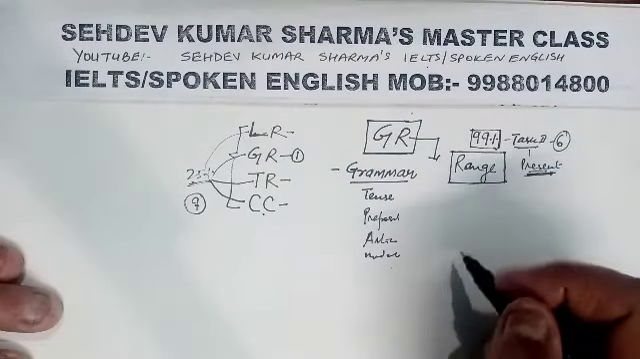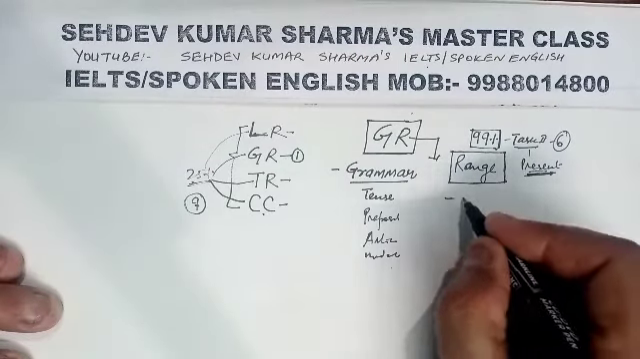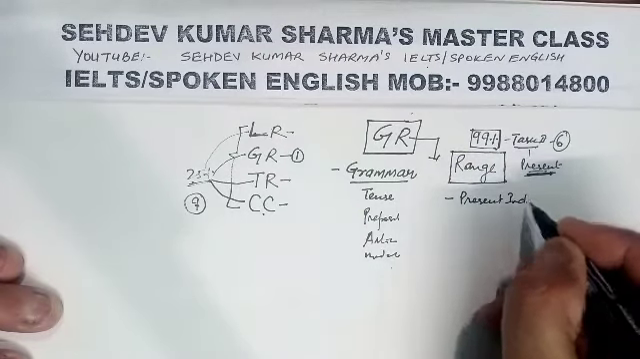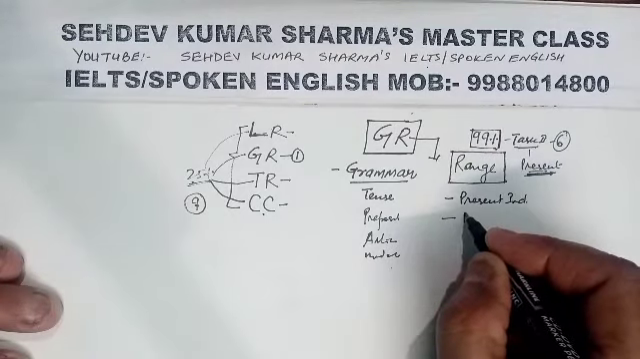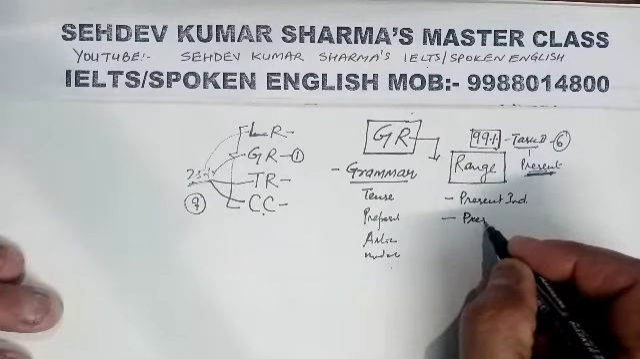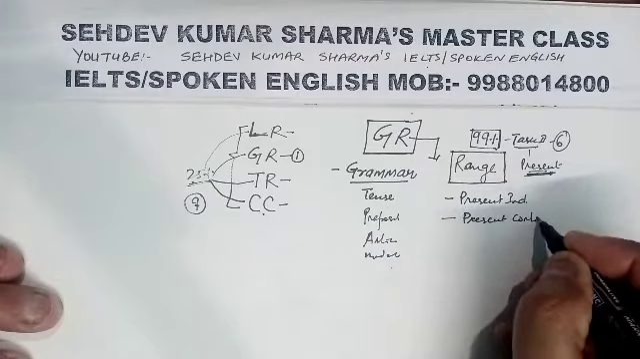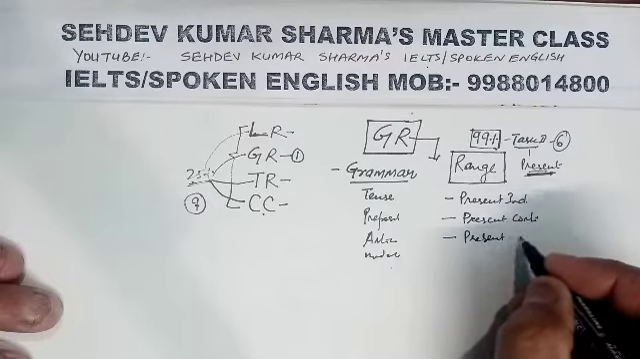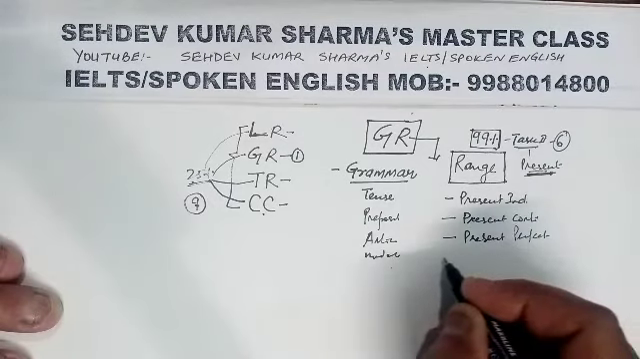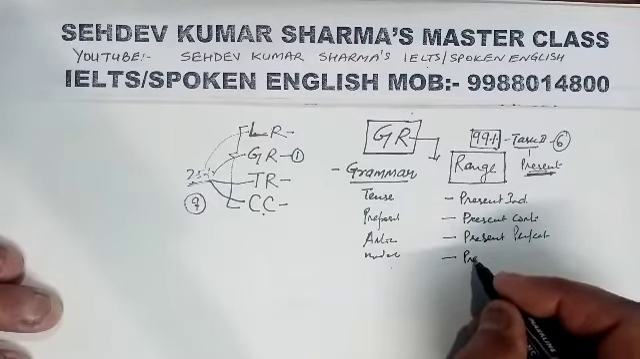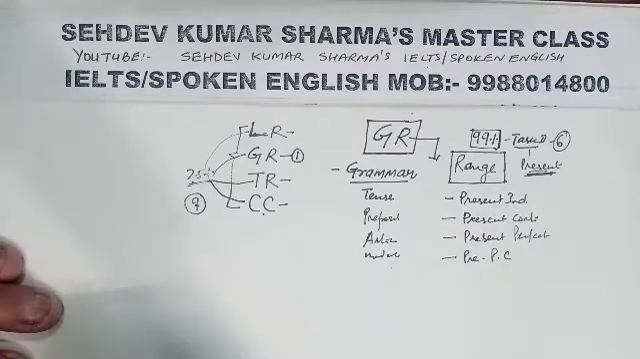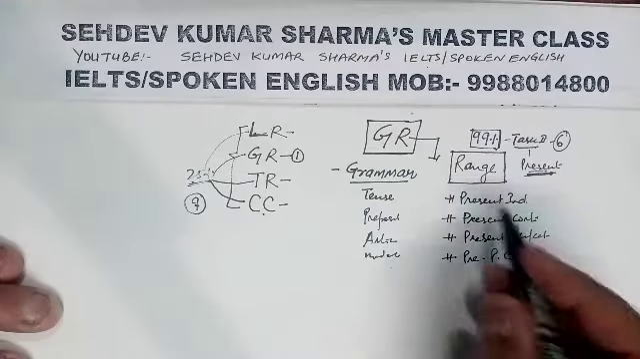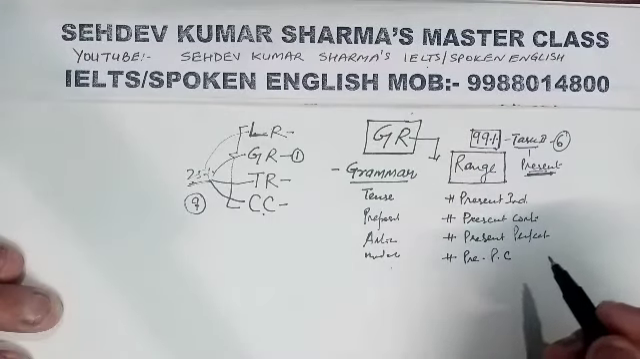Now what is range? Range means we have to use present indefinite. Okay, we have to use present indefinite. In some sentences we have to use present continuous. In some sentences we have to use present perfect, and some sentences we must use present perfect continuous. Up to this everybody knows, right? This is how we are going to have variety, right?